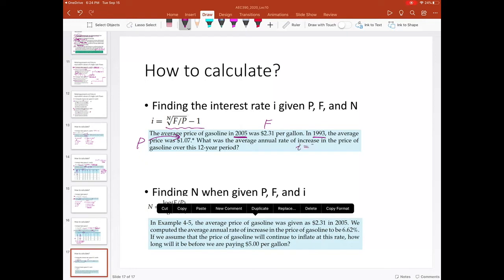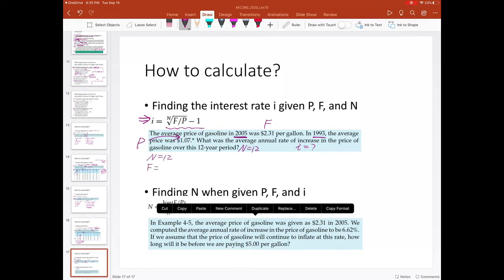And what was the average annual interest rate? So I is something unknown in the price of gasoline over this 12-year period. So N is 12. Okay, so this problem wants to find out the I, which can make the present value of the gasoline in 1993 equal to the future value of the gasoline in 2005 during this 12 years. So you know you're going to use this equation, right?